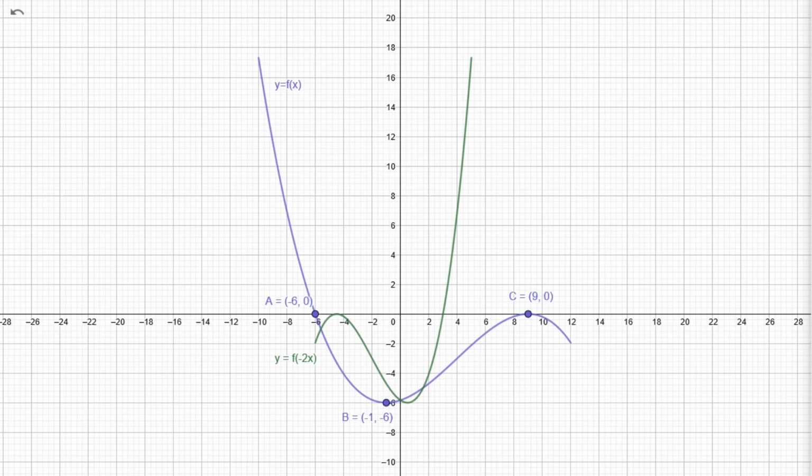We can also see the image of the point A, which used to be negative 6, 0. When that was reflected in the y-axis, it would become positive 6, 0, and then it gets stretched to become 3, 0. Similarly, C, which started at 9, 0, is now negative 4.5, 0. B, which started at negative 1, negative 6, is now positive a half, negative 6.